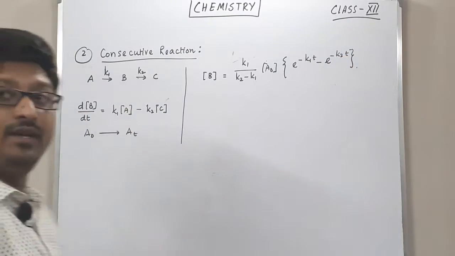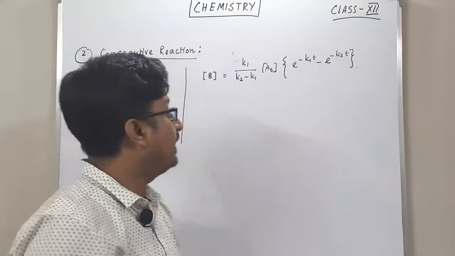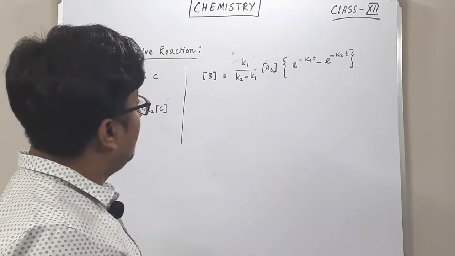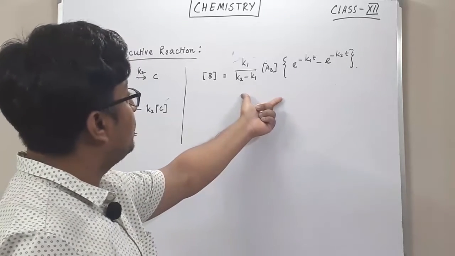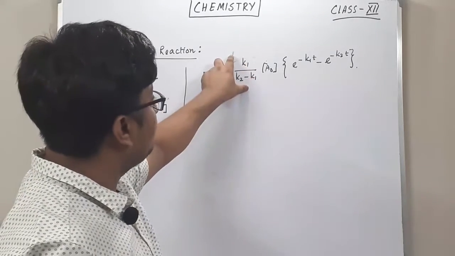Okay, this one you will get. Now, what you can see from here? This is the rate constant part.